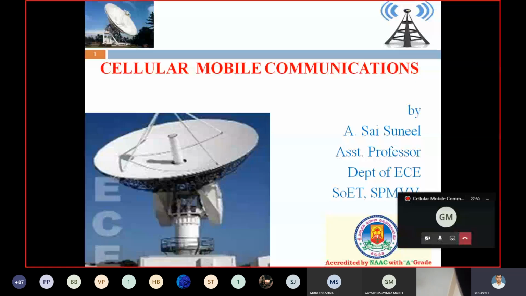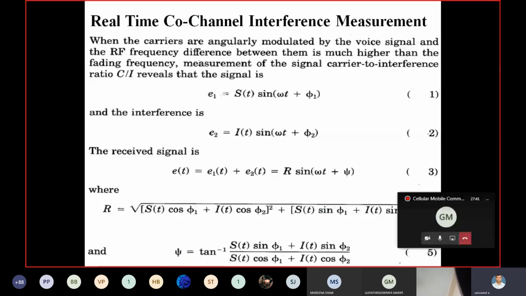Welcome to the other session of Unit 3, that is interference. Today we discuss the topic of real-time co-channel interference measurement. Here, in this measurement, we have to fix a base station in a center cell with respect to co-channels. In the first type, all base stations are working on the same frequency.